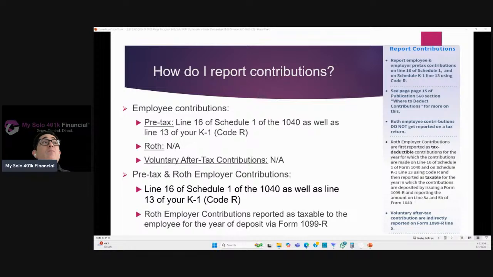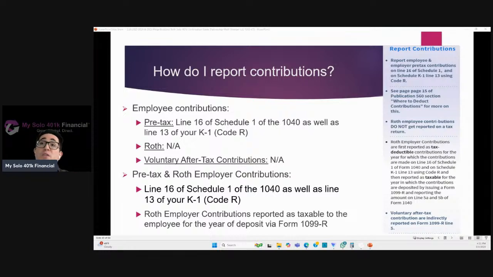Well, if you're making pre-tax employee contributions, then that needs to reduce your taxable income, right? Because you're making it on a pre-tax basis. The benefit is the individual is reducing their taxable income now, in other words, for the year for which they're making the contribution. So mechanically, the way that it works is that pre-tax employee contribution will be reported on line 16 of Schedule 1 of the 1040, as well as line 13 of your K-1 using code R, right?